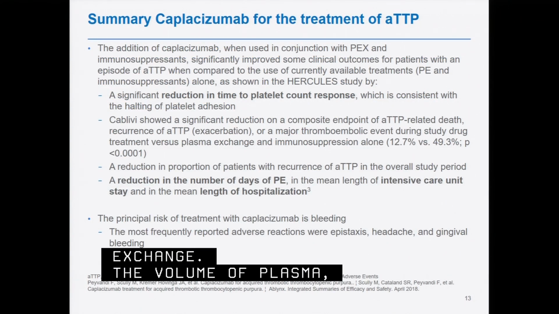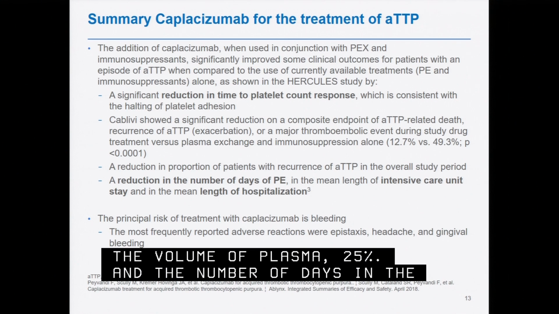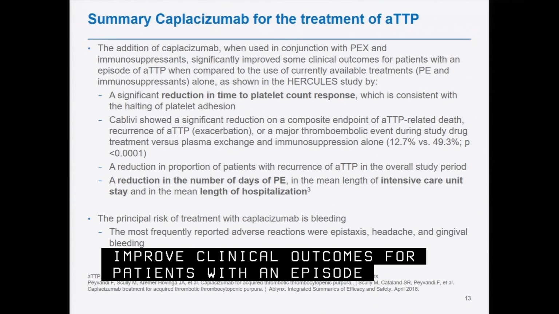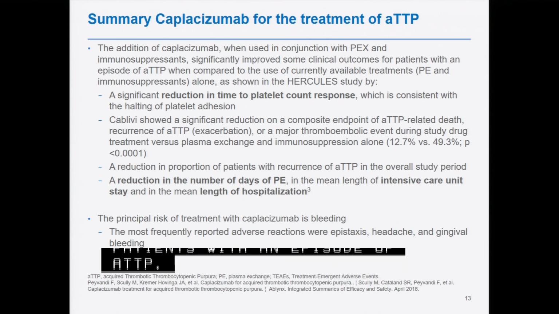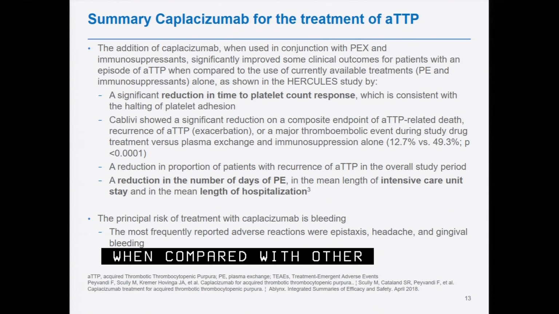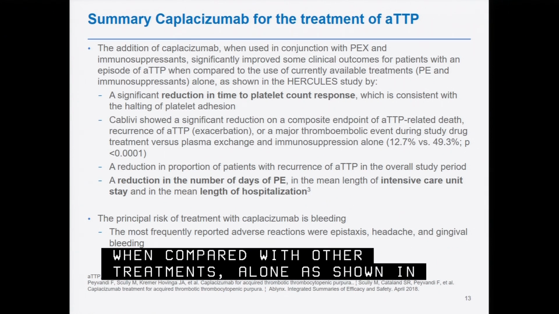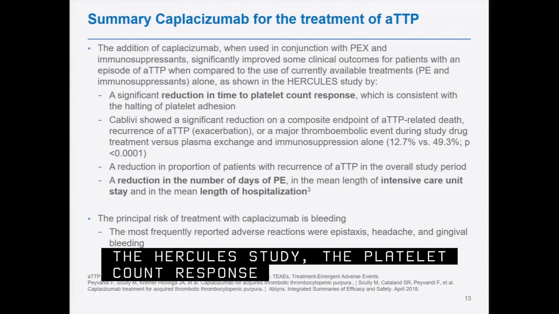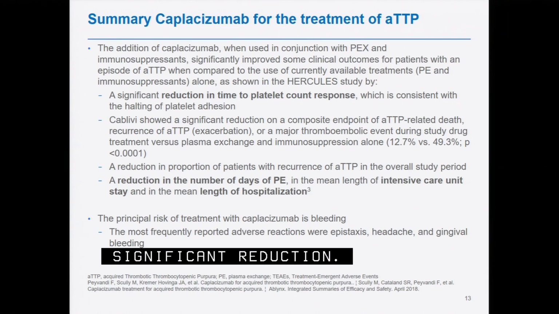In summary, the addition of caplacizumab when used in conjunction with plasma exchange and immunosuppressants significantly improved clinical outcomes for patients with an episode of TTP compared to the currently available treatments, plasma exchange and immunosuppression alone, as shown in the HERCULES study. This included a reduction in time to platelet count response, a significant reduction in the composite endpoint of TTP-related death, recurrence of TTP, or major thromboembolic events, and a reduction in the proportion of patients with a recurrence of TTP in the overall study period. It also reduced the number of days of plasma exchange, with a reduction in the mean length of ICU stay and the mean length of hospitalization.